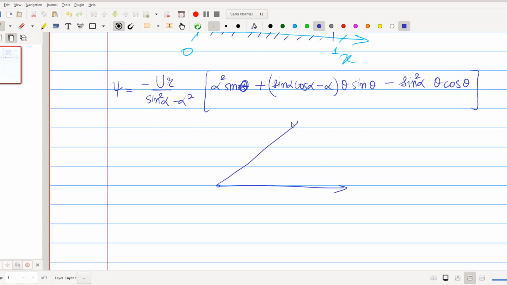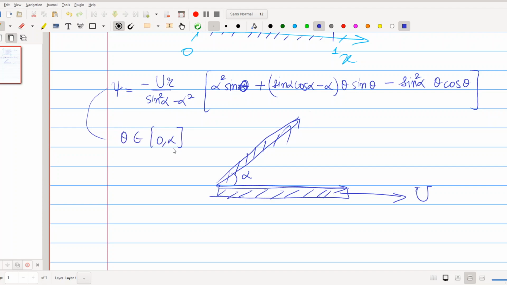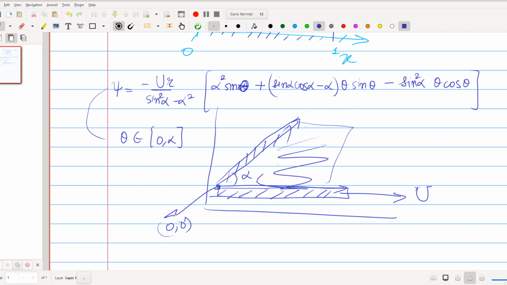So let us draw the schematic of the problem. So this was one plate and this was the other plate. So this plate was moving at a velocity capital U while this plate was stationary and this angle was alpha. So clearly this solution is valid over the range of thetas 0 to alpha. So what we have done so far is defined the Cartesian space in which this will lie. So this is sort of the origin. And in this particular region, this particular solution is sort of valid.